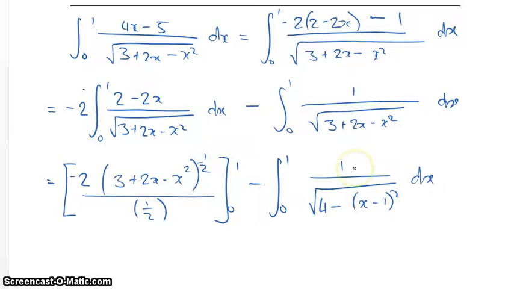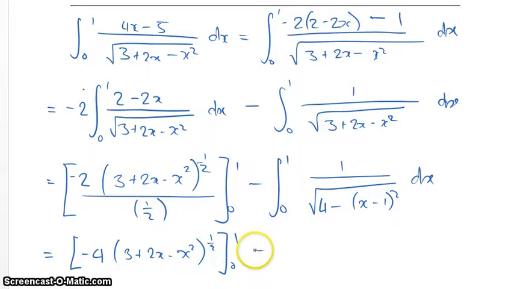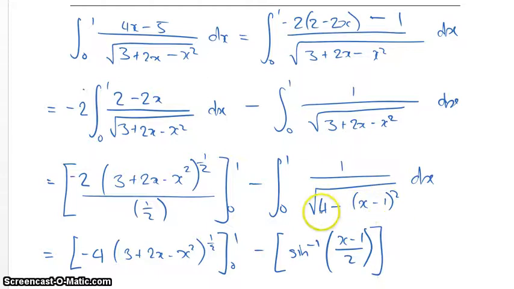And again we've got a formula for this general form. So this is minus 4 times (3 plus 2x minus x squared) to the power of half, between 0 and 1, minus sine inverse, and then 4 is 2 squared, so this is (x minus 1) over 2. So x minus 1 from this term, 2 from 2 squared here. And again that's between 0 and 1.